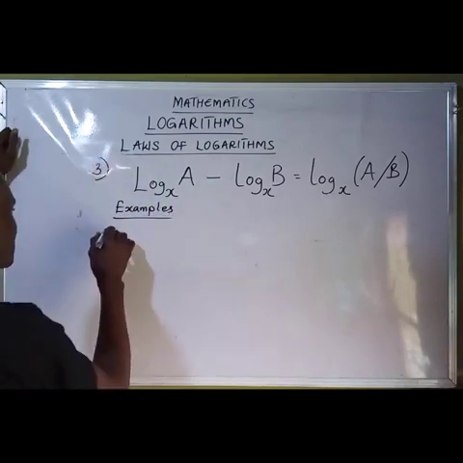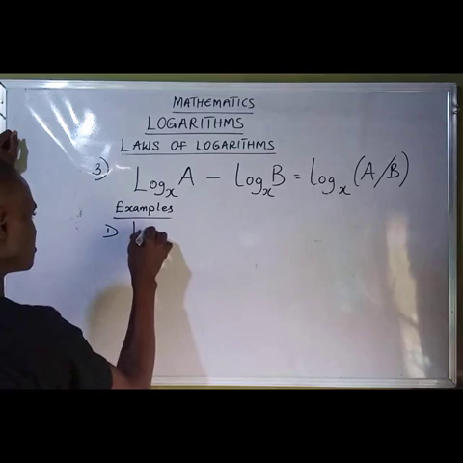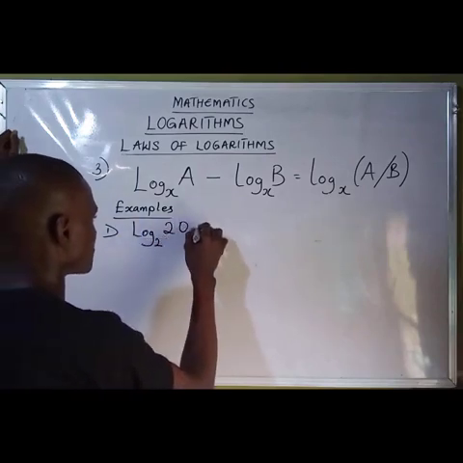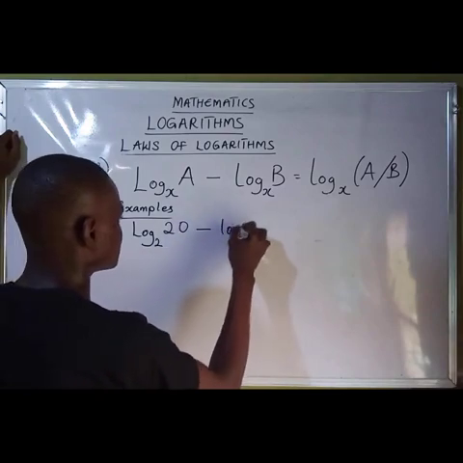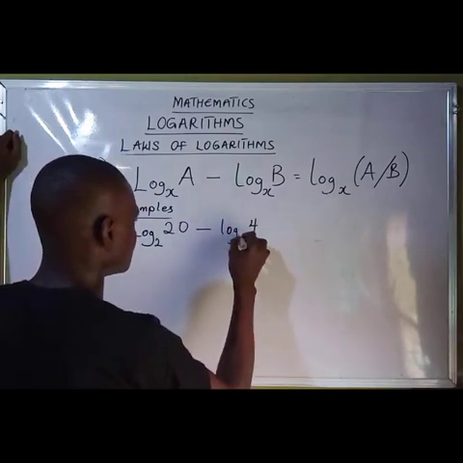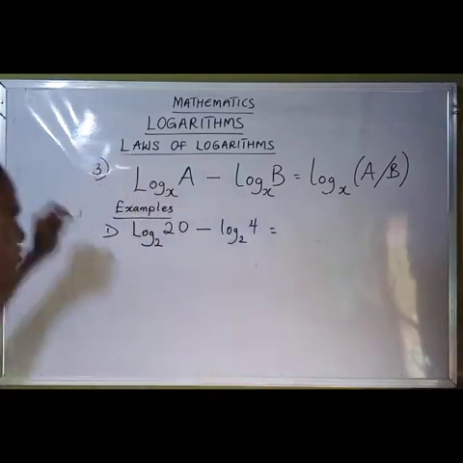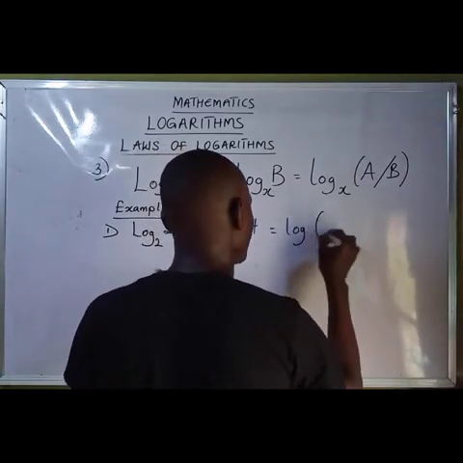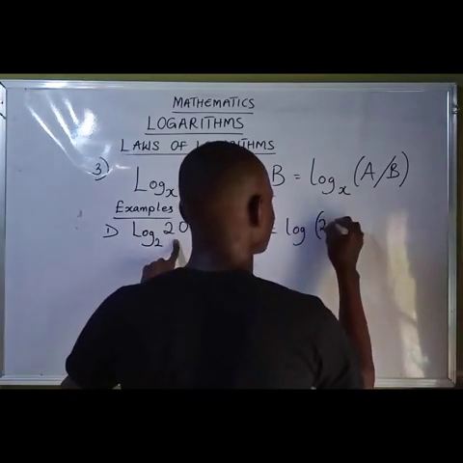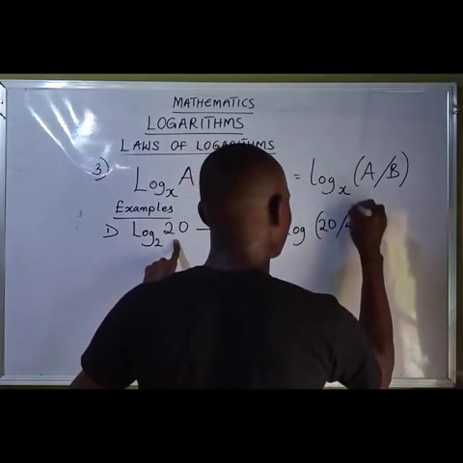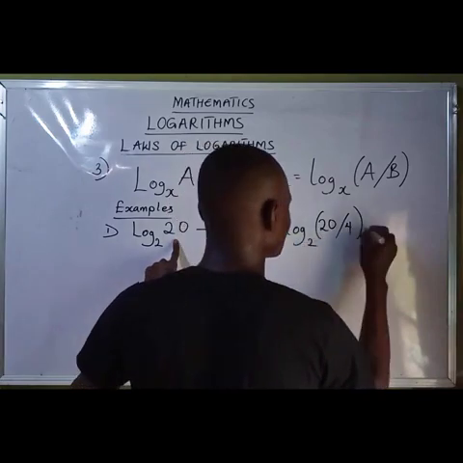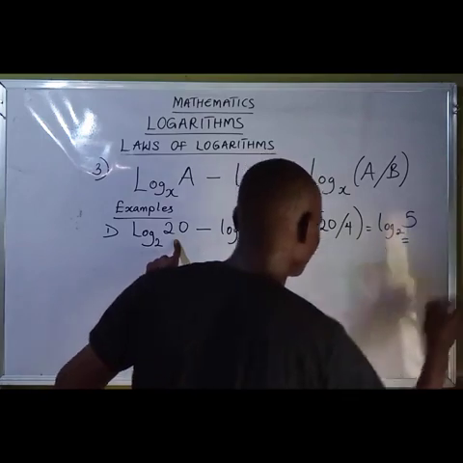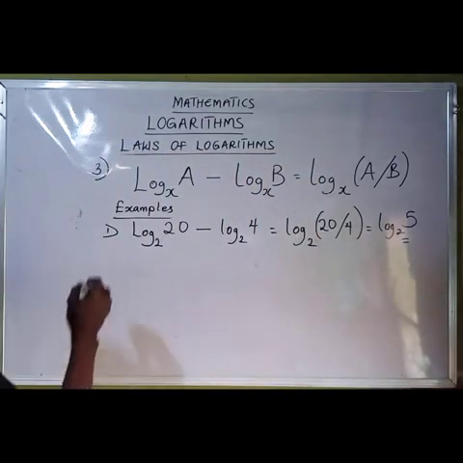Supposing we have the first example to be the logarithm of 20 to the base of 2 minus the logarithm of 4 to the base of 2. What is going to be the final answer? Then this is going to become the logarithm of 20 divided by 4 to the base of 2. And this will give us the logarithm of 5 to the base of 2. Final answer. Let's look at another one.